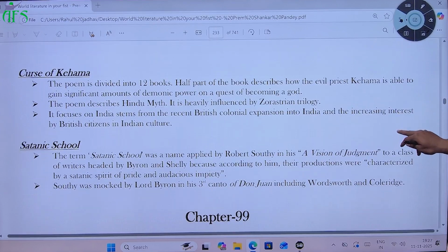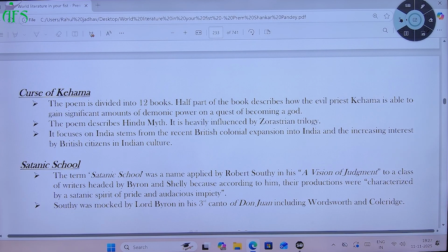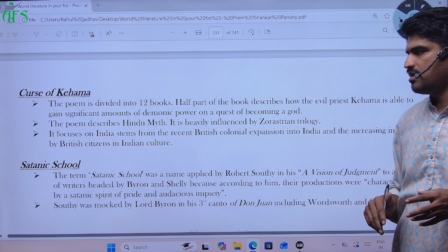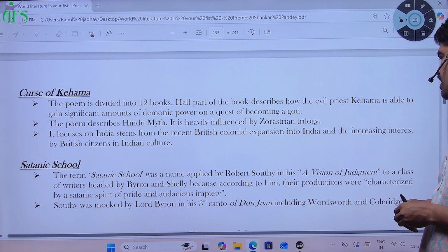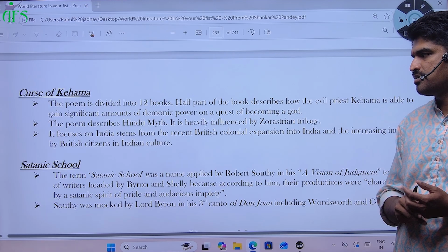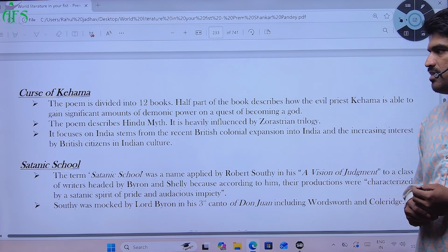Now, another important work is The Curse of Kehama. This poem is divided into 12 books. The first part describes how the evil priest Kehama is able to gain significant amounts of demonic power on a quest of becoming a god. Then the poem describes Hindu myth. It is heavily influenced by Zoroastrian theology. It focuses on India, stemming from the recent British colonial expansion into India and the increasing interest by British citizens in Indian culture.